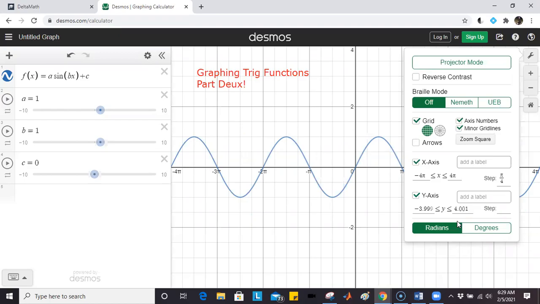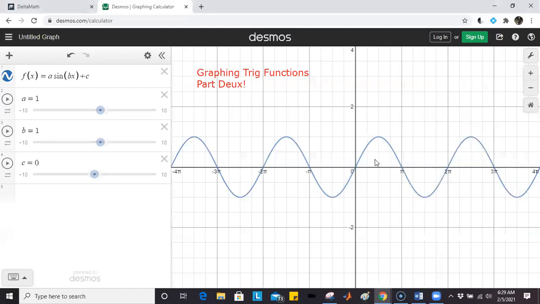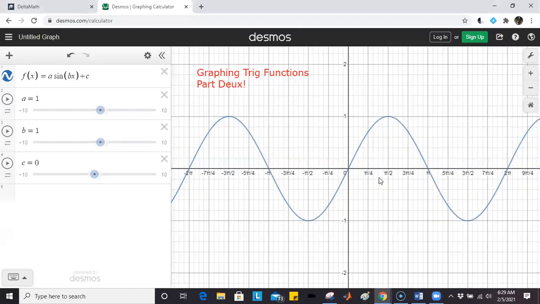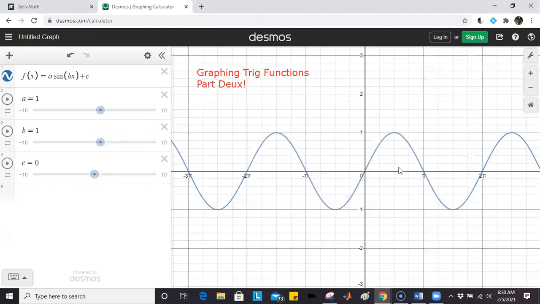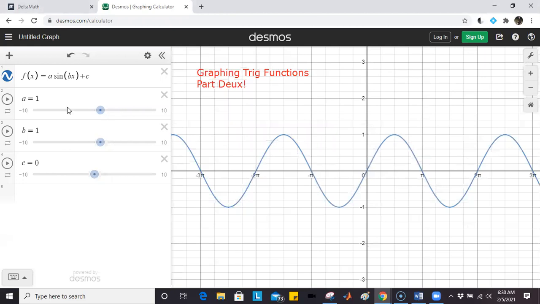All right, cool. So if we get out of our settings now, if we zoom in and out, we'll see all the pies here on our axis. Very cool. And there's our pi over 4, those are 45 degrees, pi over 2, 90 degrees, pi 180, and such and such and such. And now you've got these sliders that you can play with.